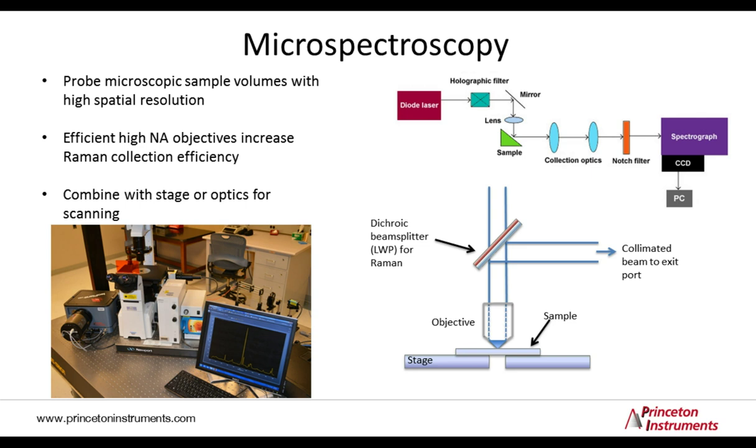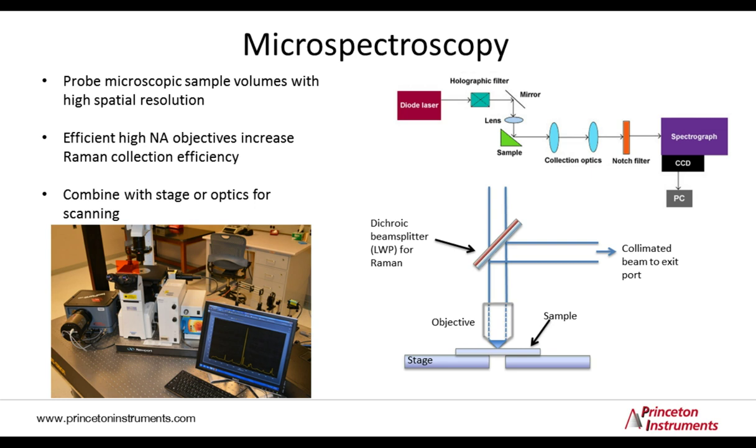So next I talk more about microspectroscopy. We've seen examples on the previous slide and early in the webinar. Microspectroscopy allows us to probe very small sample volumes with very high resolution. Efficient high-NA lenses typically used in microscopes can also really increase the Raman collection efficiency. The microspectroscopy setup can also be used with scanning optics or movable stages to automate data acquisition over larger areas.